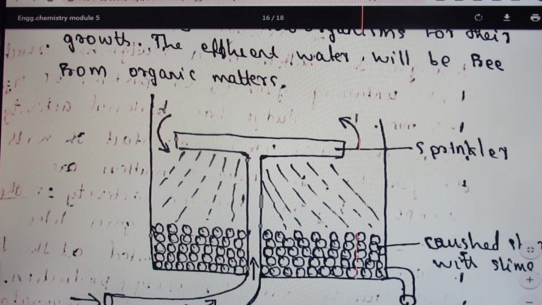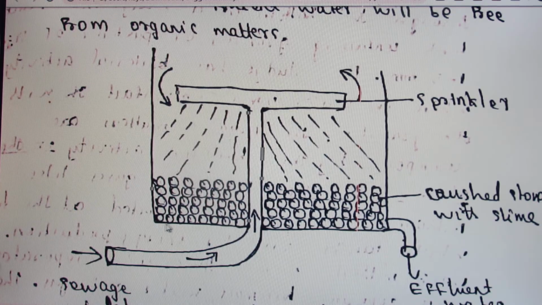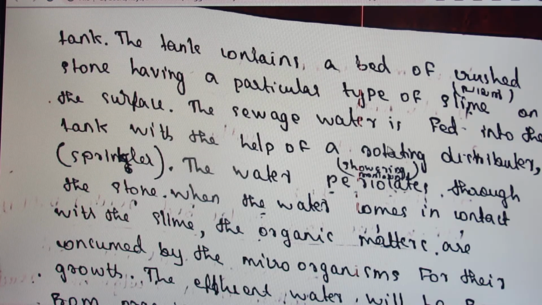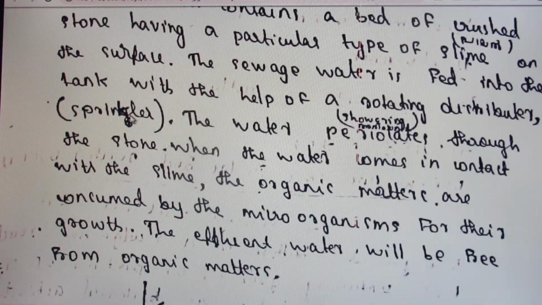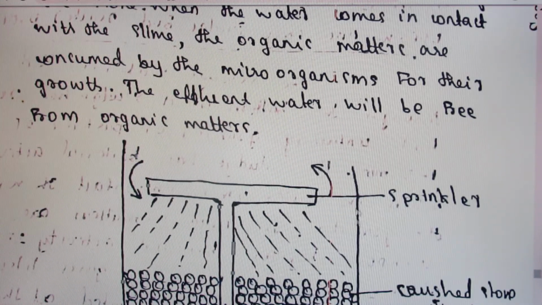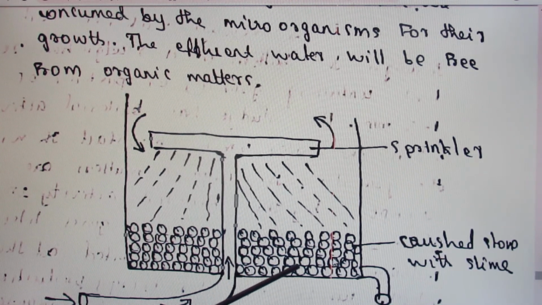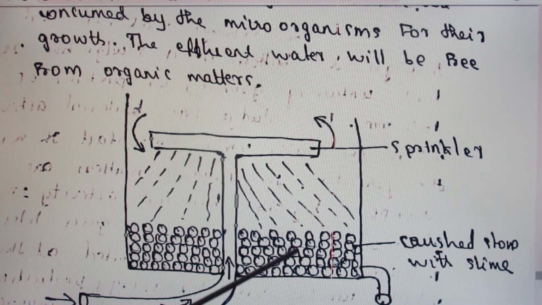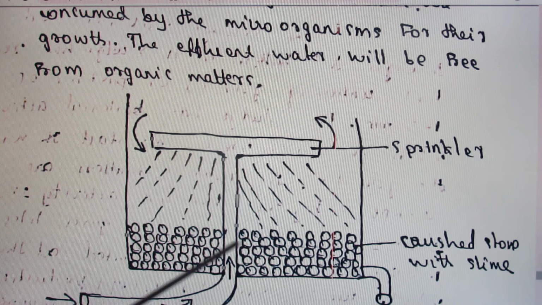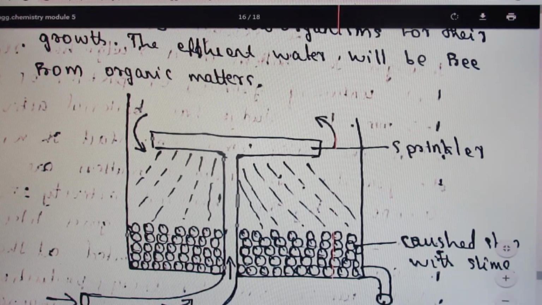Look at this diagram. This is the way we do the aerobic filtration method. The tank contains a bed of crushed stone having a particular type of slime on the surface. That means the tank is filled with crushed rocks and broken bricks. It is a rectangular tank, and the material is allowed to fall on this. This tank is fitted with crushed rocks and broken bricks.